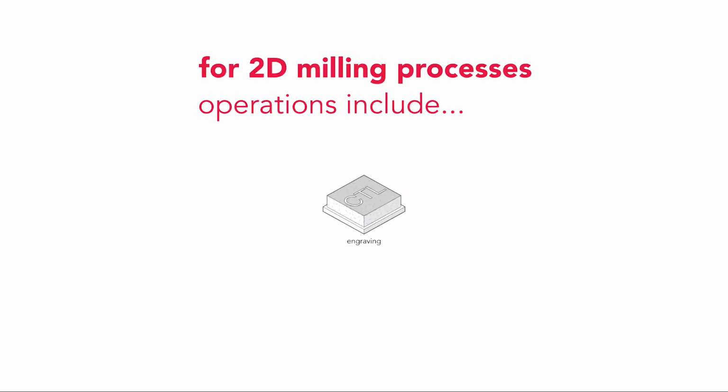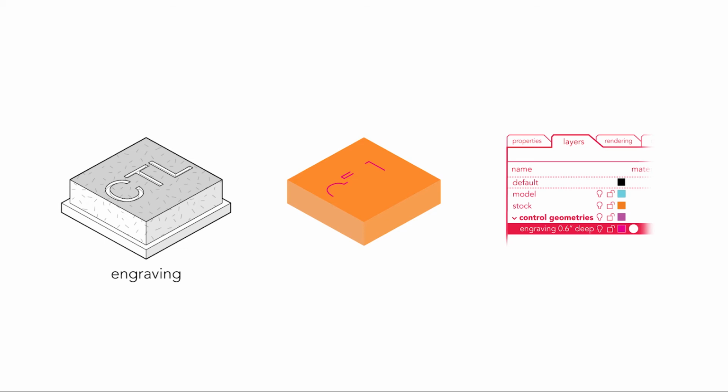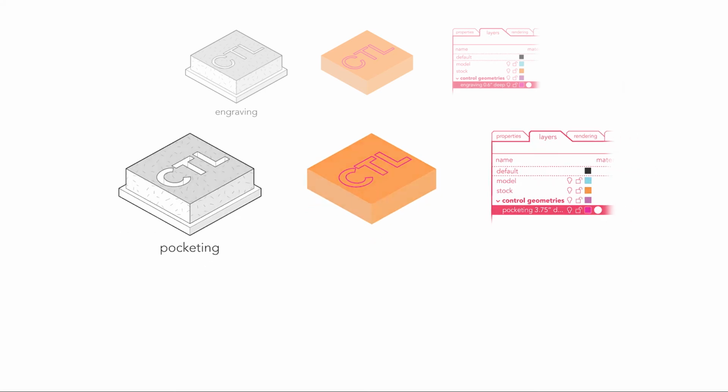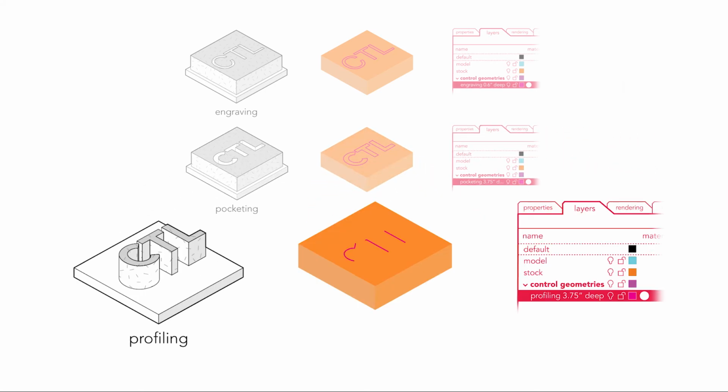For 2D milling processes, operations include engraving, which runs along open or closed planar curves, pocketing, which removes material within a closed planar curve, or profiling, which is used to cut out material along closed planar curves.